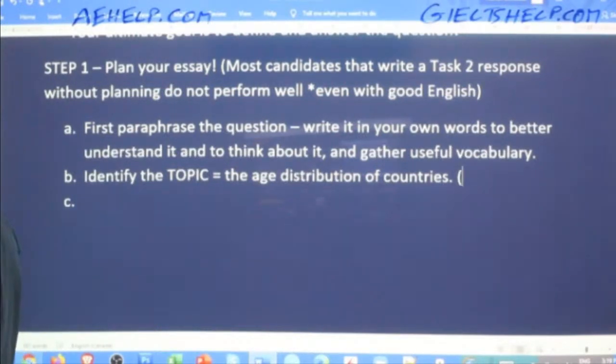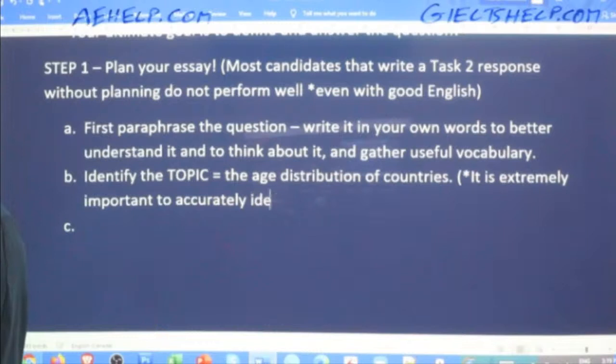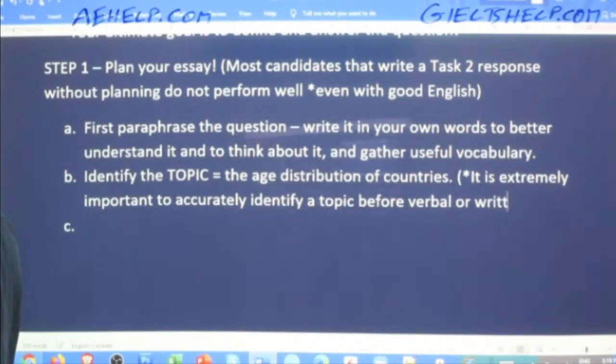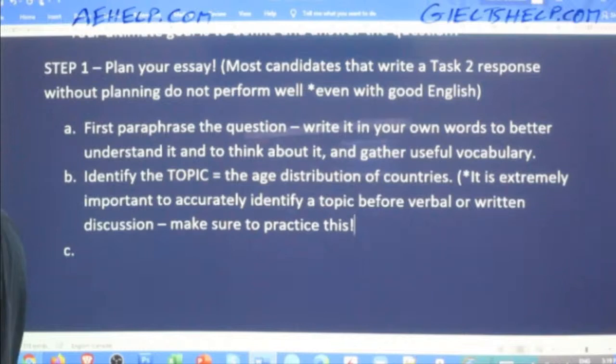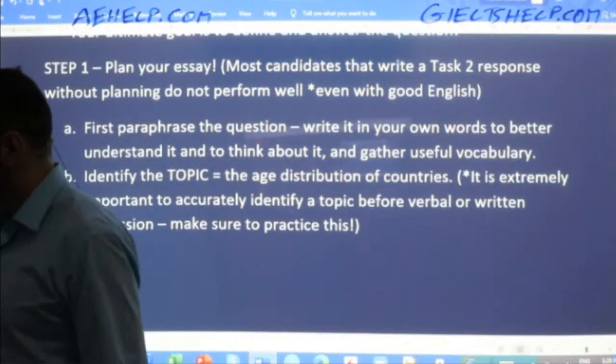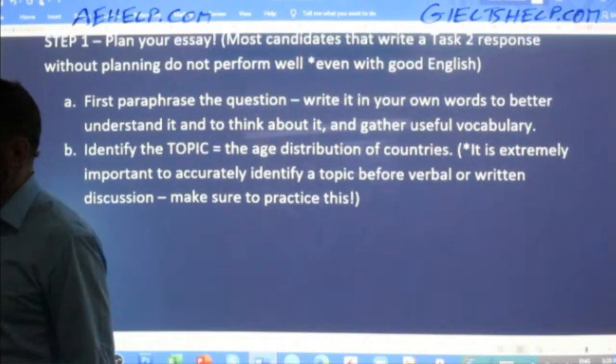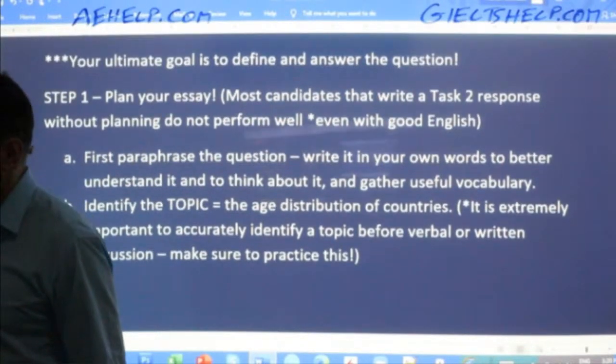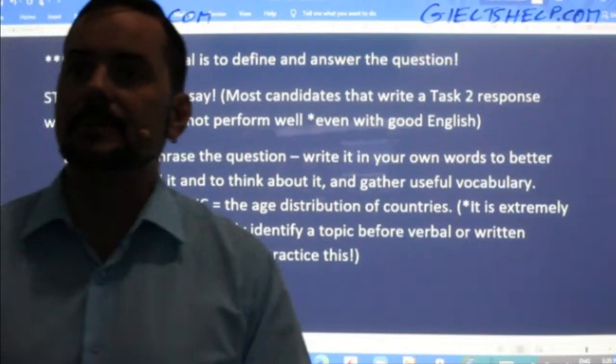So it is extremely important to accurately identify a topic before verbal or written discussion. Make sure to practice this. All right. So what's the controlling idea? Okay, now I see that a lot of people are like, okay, got it.